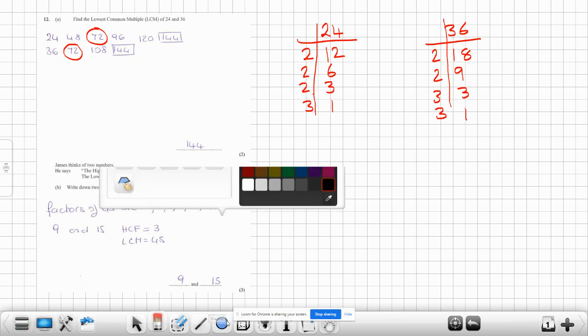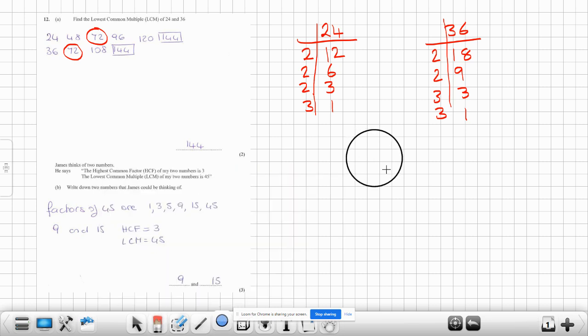Okay, what I suggest we do now is we just sketch ourselves a Venn diagram because I think they're probably the easiest way to show it. I'm going to change color. So what they share, let's call that 24 and that 36, is their highest common factor. So let's see what they do share. Well, they've got a 2, they've got another 2 in common, and then they've got a 3 in common. And we could write those in there, or we can just work out what that is. So 2 times 2 times 3.